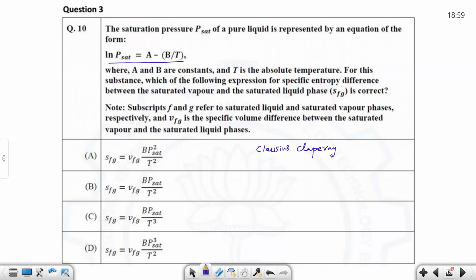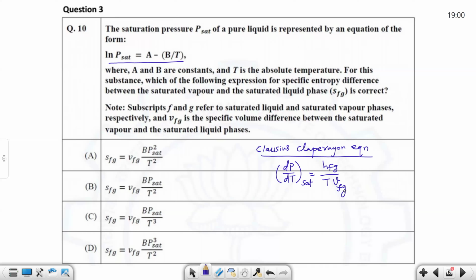Clapeyron equation, maybe spelling you can check. So this will be your dP by dT at saturated condition, which will be equal to hfg by temperature into vfg. So we have written this hfg.